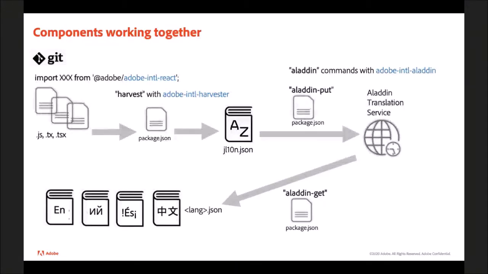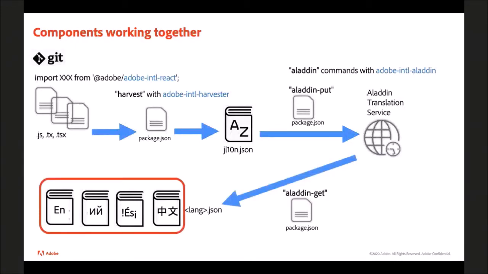The three components work together to create a consistent way to handle internationalization and UI string localization. When developers use these libraries, they can focus on coding the new feature. After they finish the implementation and start the build, within the build, Adobe Intl Harvester harvests the UI strings and generates the English dictionary in JSON format or JL10N format. Then Adobe Intl Aladdin sends the English dictionaries to the Aladdin service, gets the translated results back into a dictionary, and puts it back into the build environment.